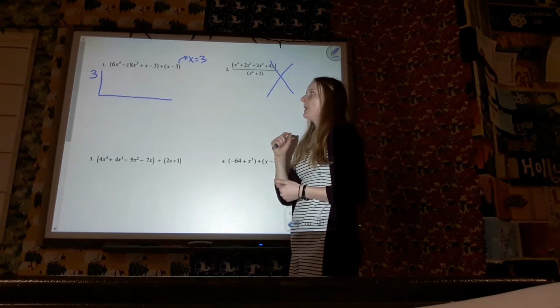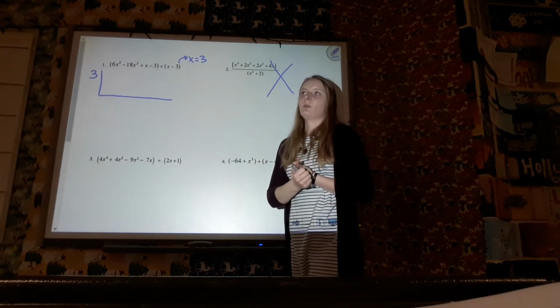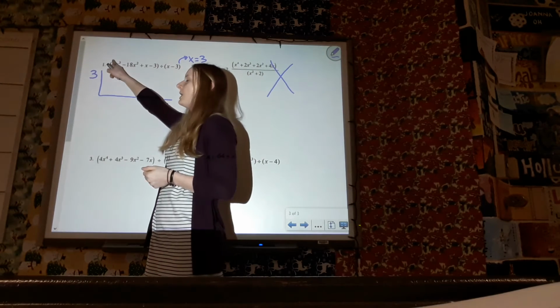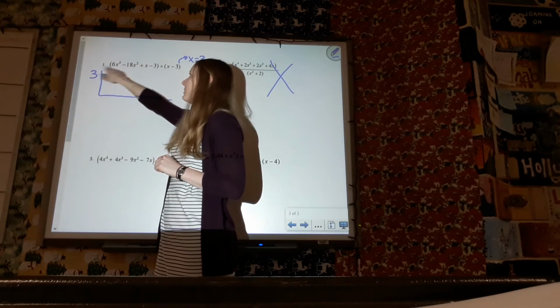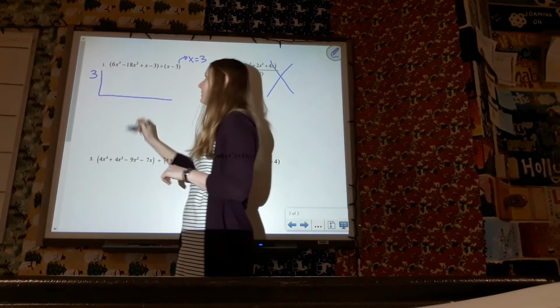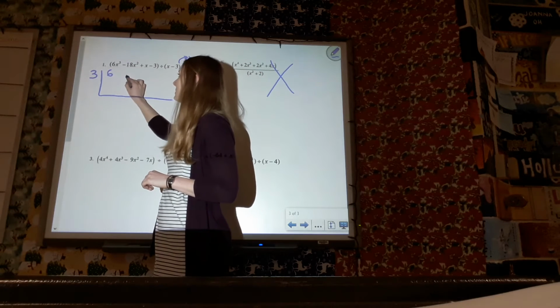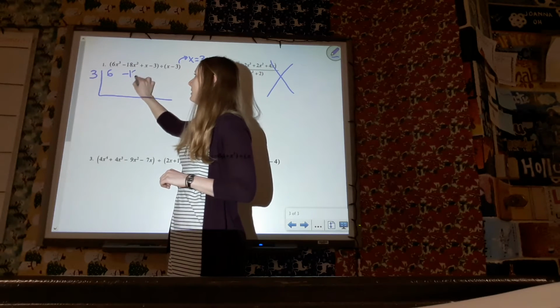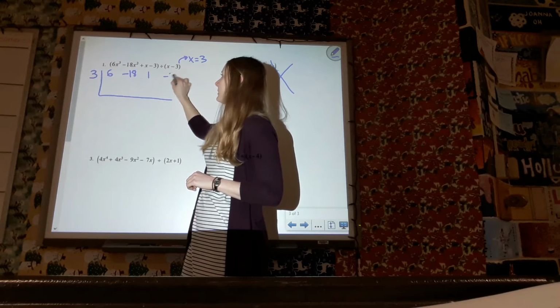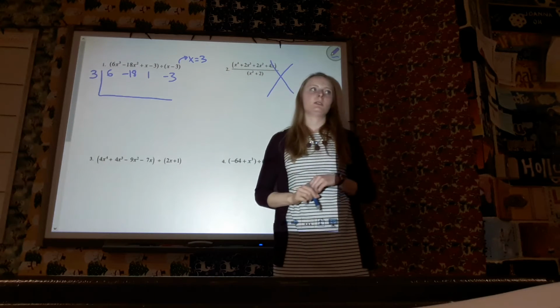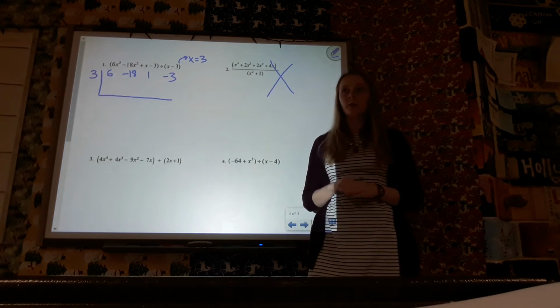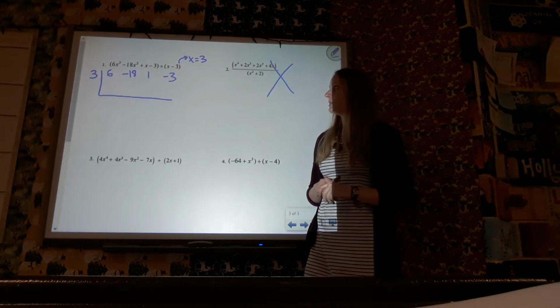Next, since I already know that the dividend is in standard form, nothing's missing, I'm just going to take the coefficients and write them down. So what's the first coefficient I would write? 6. Next. 10. So you take each of the coefficients, not the variables. You never write the variables in synthetic division, just the coefficients.